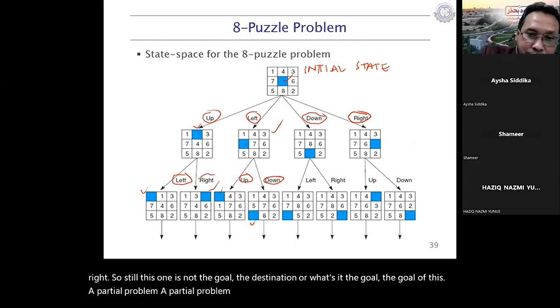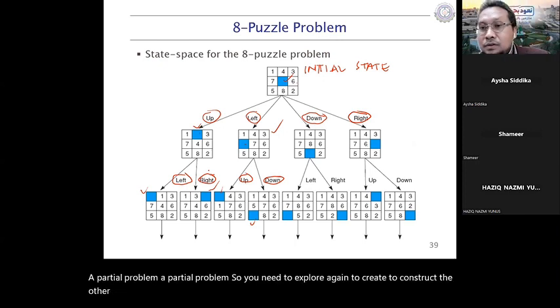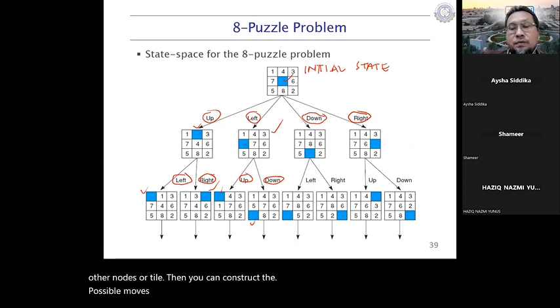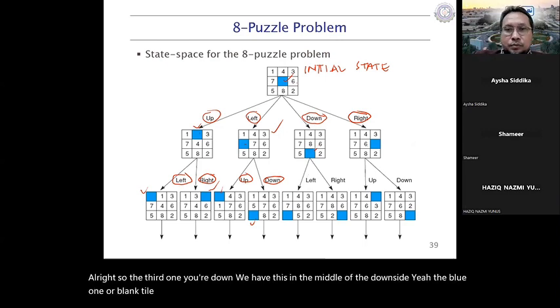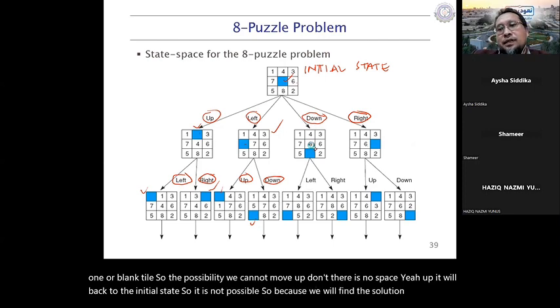So we need to explore again to construct the other nodes, then again construct the possible movements of the blank tile or blue tile. For the third one, we have the blue, or blank tile, in the middle of the down side. We cannot move down, there is no space, and moving up would go back to the initial state. So it is not possible, because we want to find the solution. Going back to the initial state means going back to zero, the root.